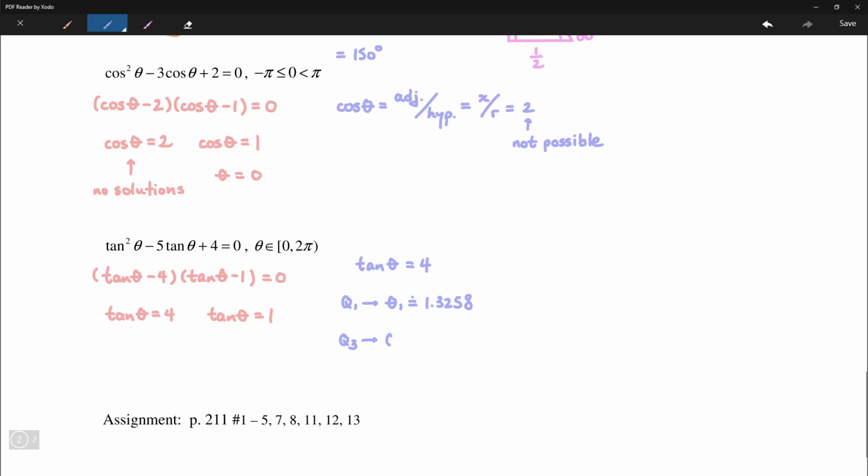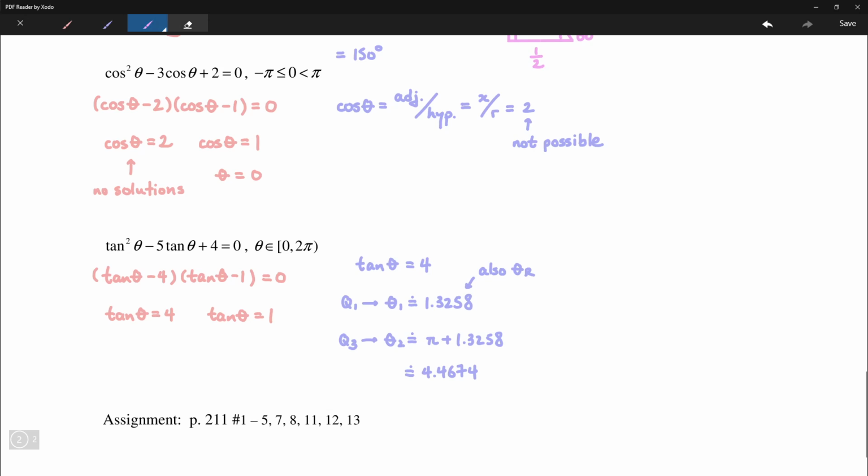Theta 2 we can get by using the first answer as a reference angle. Since it's in quadrant 1, it also doubles as the reference angle for this question. And since the second solution is in quadrant number 3, we have pi plus the reference angle of 1.3258. And that's going to give us the approximate value of 4.4674. Okay, and those two answers are both between 0 and 2 pi.